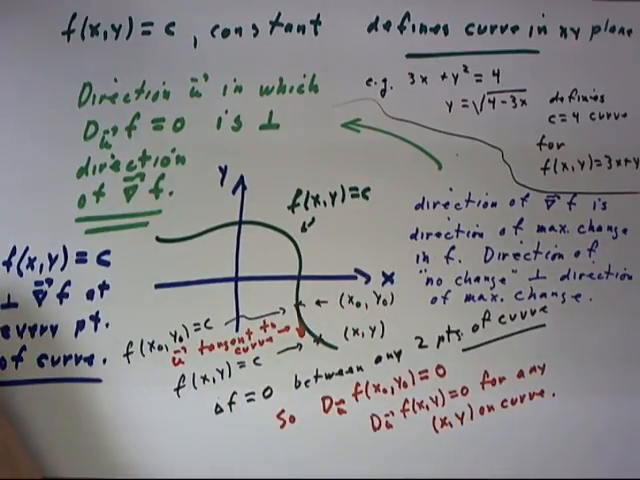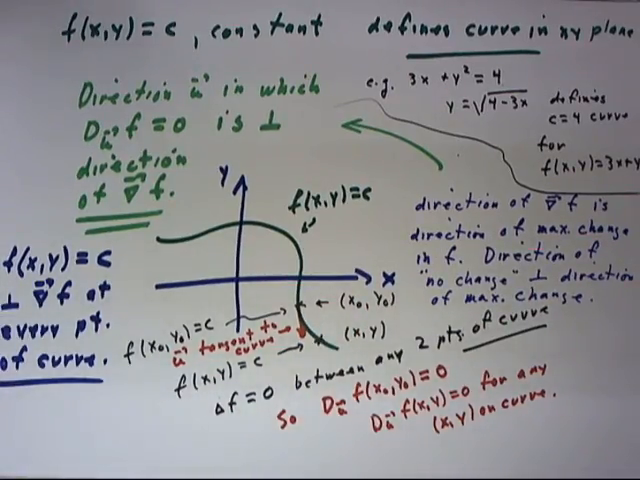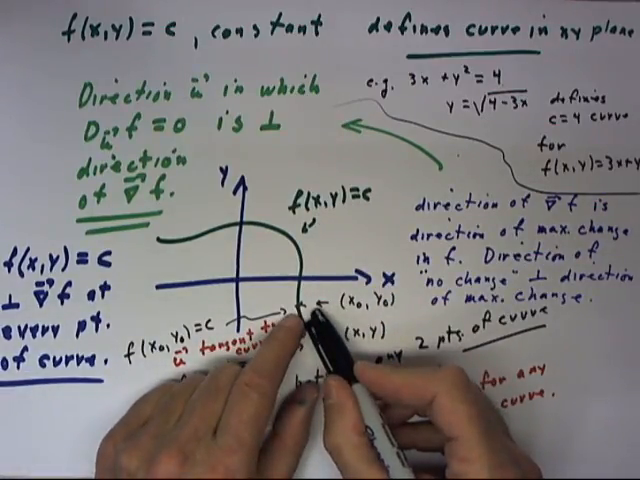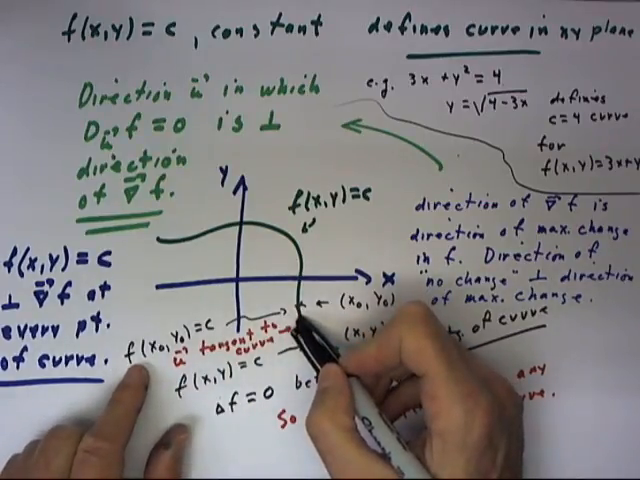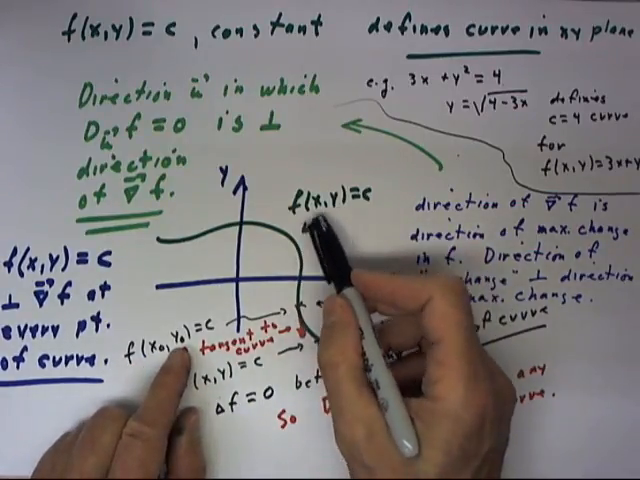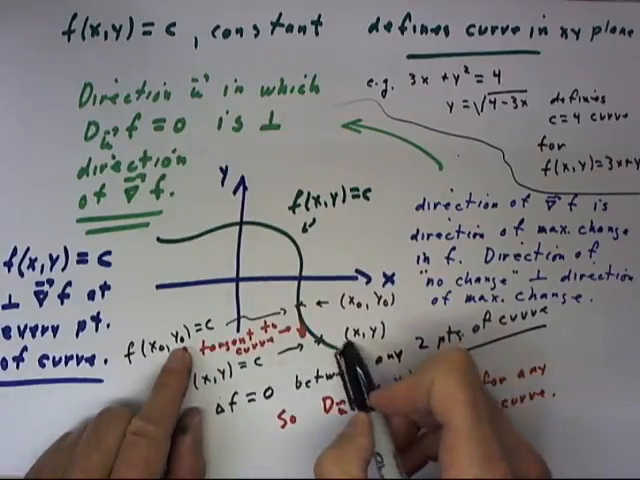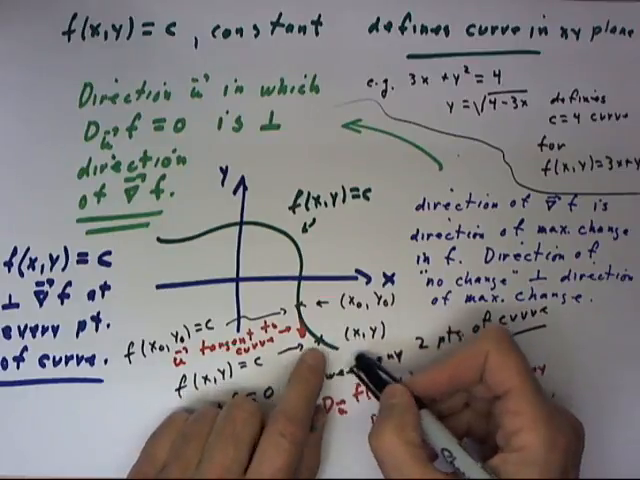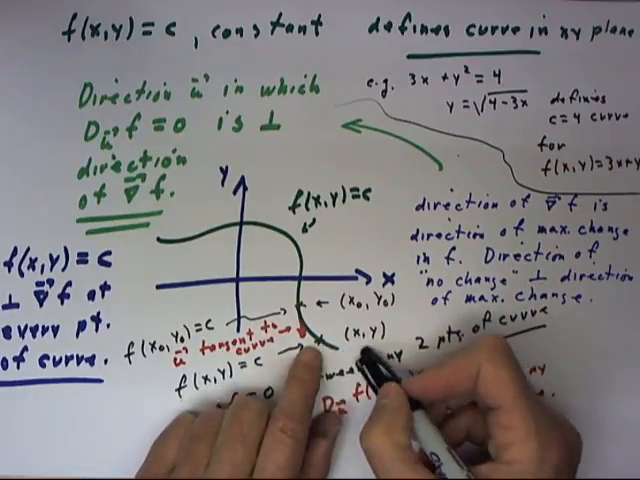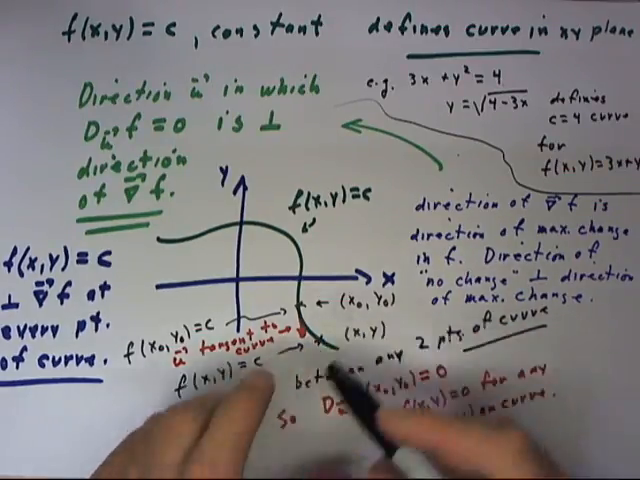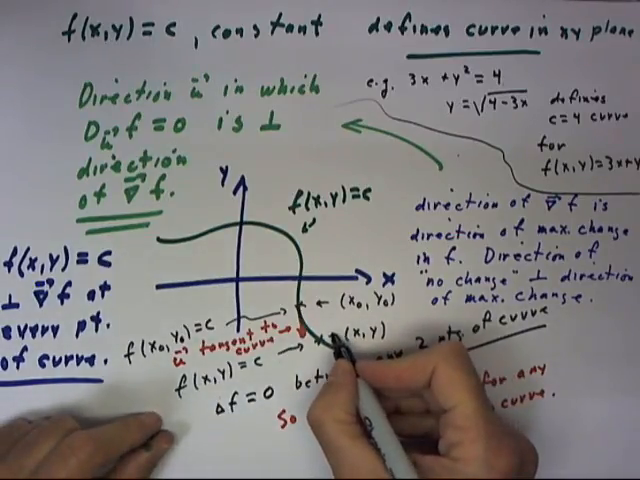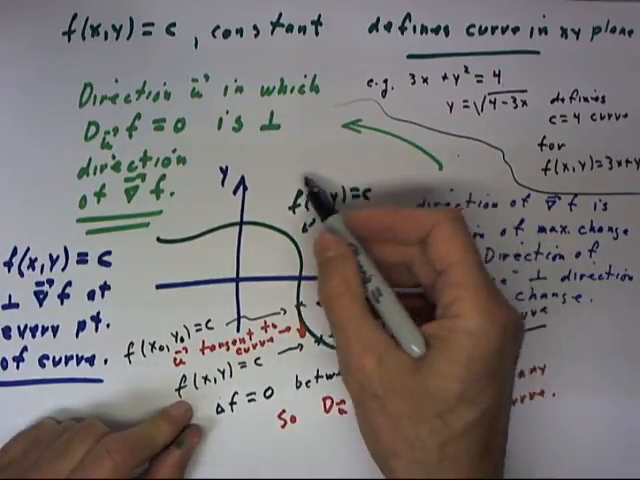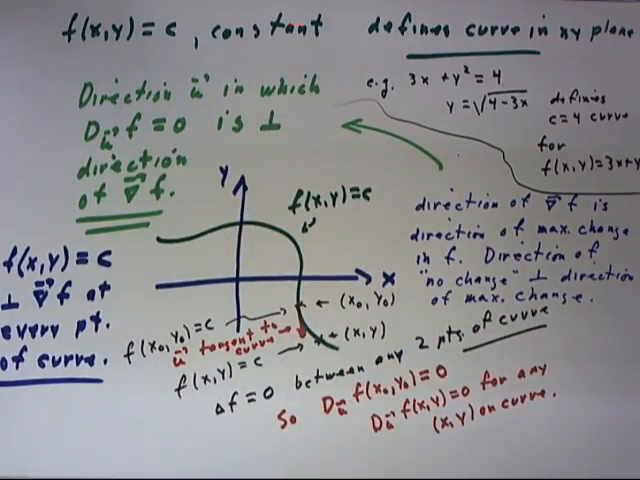Now, if we look at any point of the graph of f of xy equals c, let's say point x naught y naught, what do we get? What is f of x naught y naught? Well, since f of xy equals c at every point on this curve, f of x naught y naught is c. Now let's take another point which we might consider to be nearby, but it could be any point on the curve whatsoever, and call this point xy. Then we know that f of xy equals c, because f of xy is equal to c for every point xy on the curve.